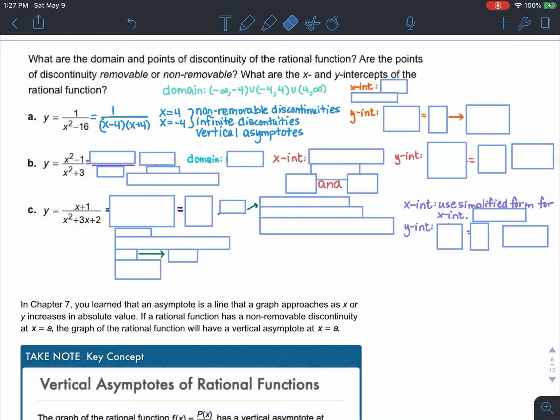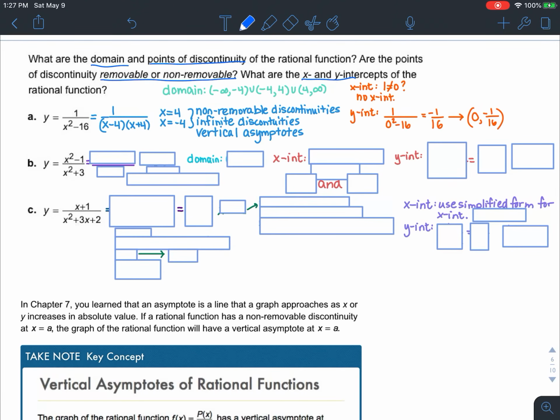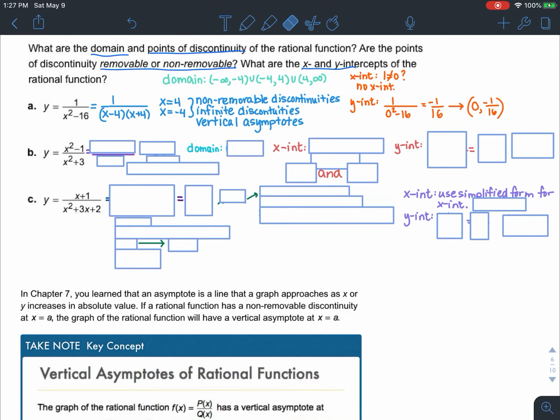Okay, x-intercept. That's when you take the top and set it equal to 0. But the top is 1. You can't make 1 be 0, so what does that mean? That means there's no x-intercept. Not your problem. Maybe it just doesn't touch the x-axis. That's okay. The y-intercept is when x is 0. So that is 0, negative 1/16. There's a lot of questions. So anytime there's a lot of questions, I would just make sure that you've answered them all. So domain, points of discontinuity, removable or non-removable, x and y intercepts. It's a lot to do.